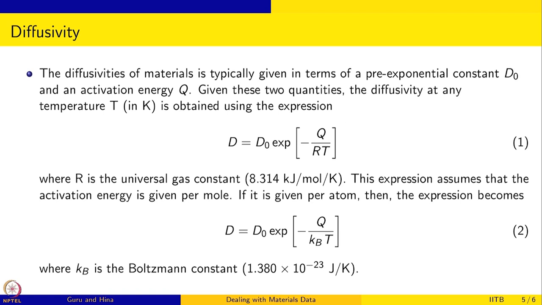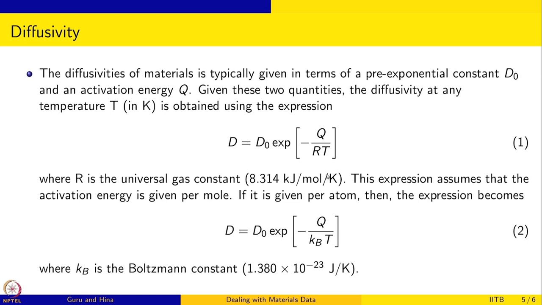Diffusivity of materials is typically given in terms of the pre-exponential constant D naught and the activation energy Q. If these quantities are given and if you know the temperature in Kelvin, at any temperature the diffusivity is D naught exponential minus Q by RT. R is the universal gas constant, which is 8.314 joule per mole per Kelvin.